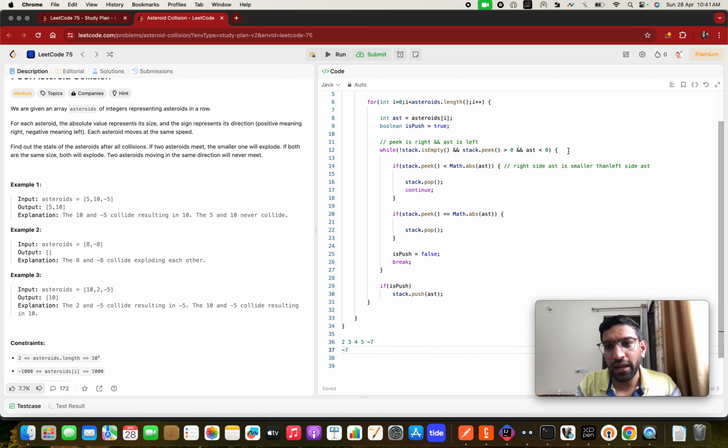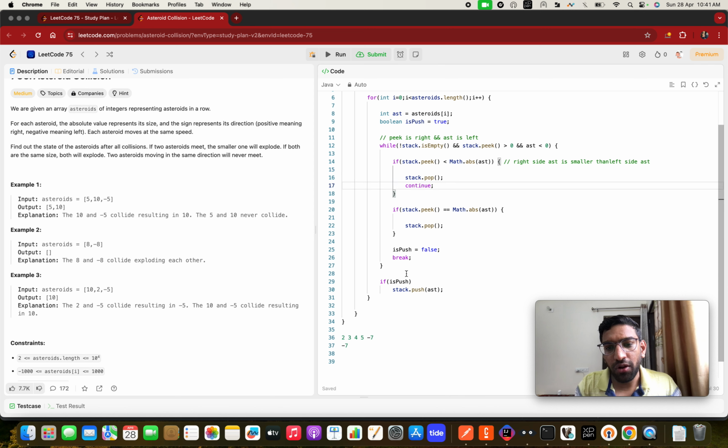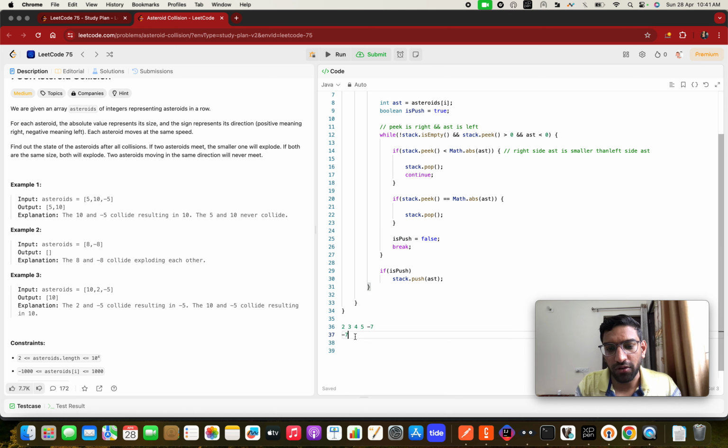So if you do the dry run on this test case, if the left side asteroid is greater than our right side asteroid, it will keep on popping from the stack, right? But it will also push -7 to the stack, because we are not initializing the flag as false. It will keep on popping, but it will push -7 to the stack also. So that's why we have introduced a flag to cater to all the edge case conditions.